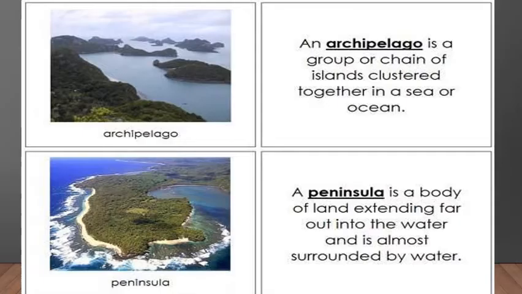This is an example of an archipelago. An archipelago is a group or chain of islands clustered together in a sea or ocean. Next, we have the peninsula. A peninsula is a body of land extending far out into the water and is almost surrounded by water.